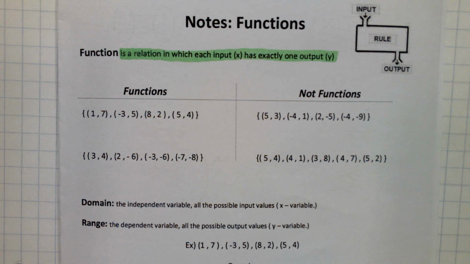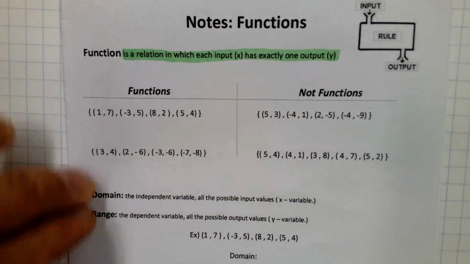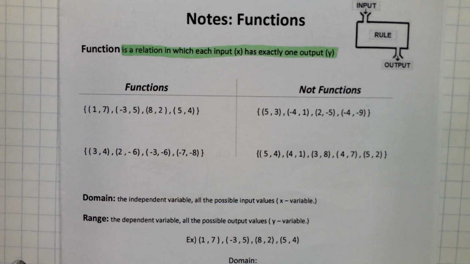Every x has only one y. Every input has only one output. Okay? And that's going to lead to some interesting results that we'll see in a minute. So every x has only one y. I'm going to keep on saying that so it makes a little more sense for you.